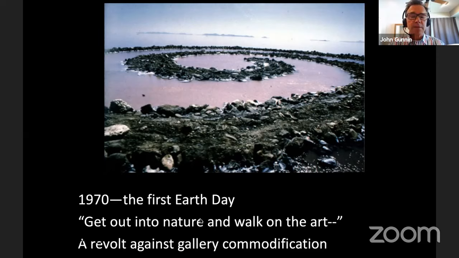And this idea of, I don't want people to come and see my work in galleries. I want people to go out to it and experience it, walk on it. It was a revolt against the idea that galleries could buy and sell works, and that art had become this big commodity that people were making money on. People could almost play the art market like the stock market.